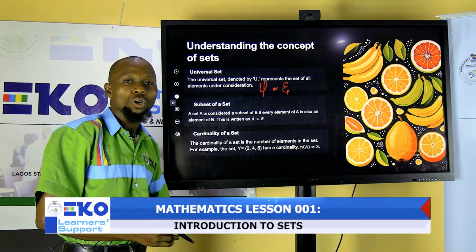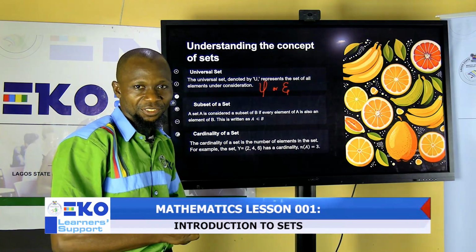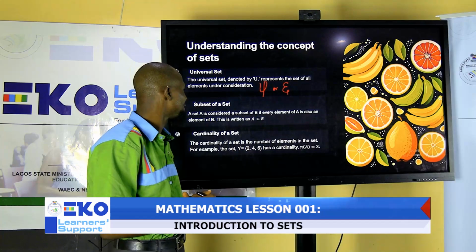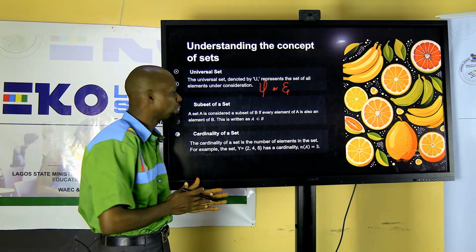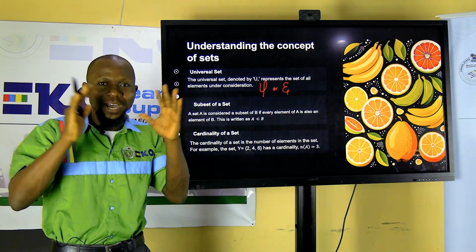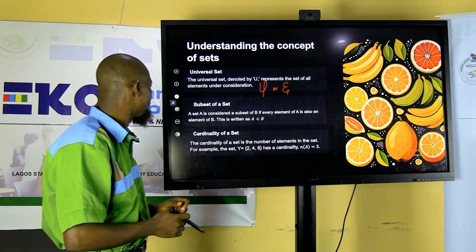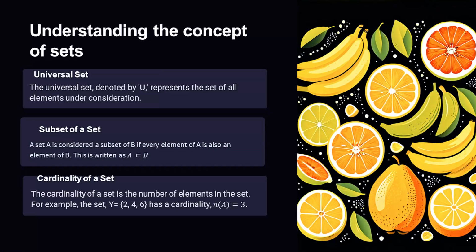We also have what we call a subset of a set. So what do we mean by a subset of a set? When you say a subset, it means part or the whole of a set. So we say that a set A is considered to be a subset of the set B if every element of A is also an element of B.